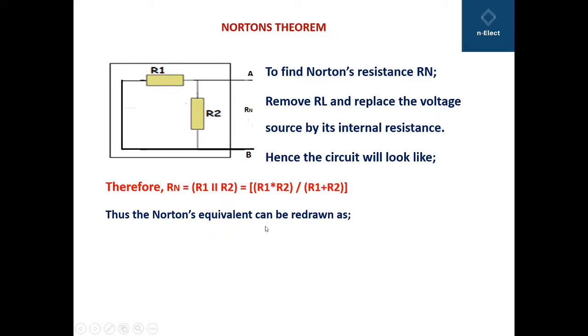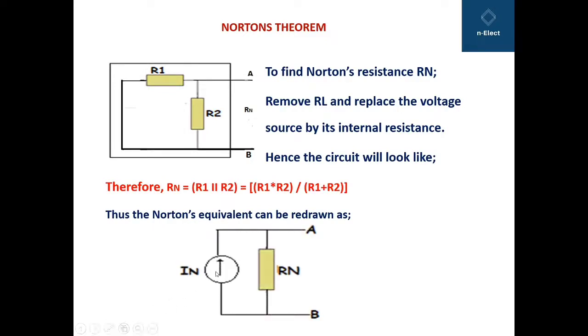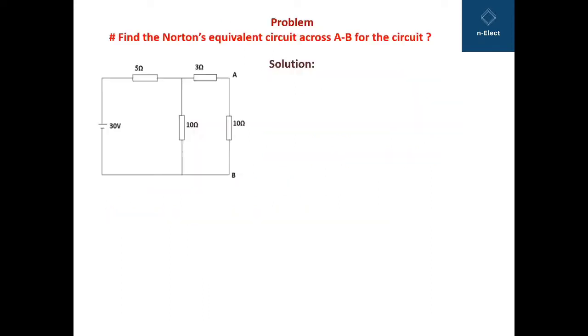Thus, the Norton's equivalent circuit can be redrawn as a constant current source with current IN and a parallel resistance of Rn, with points A and B kept open, or you can connect back RL in between A and B. So this is the proof for Norton's theorem. Now we will see one problem on it so that the idea will be even more clear.